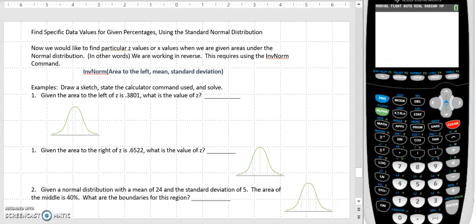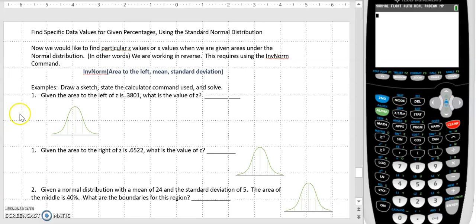In Lesson 6.2, we're introduced to the idea of working in reverse. For example, if we want to find specific data values for given percentages using the standard normal distribution, we could find a particular z-value or x-value when we're given areas under the normal distribution curve. In other words, we're working in reverse. So this requires the inverse norm command.